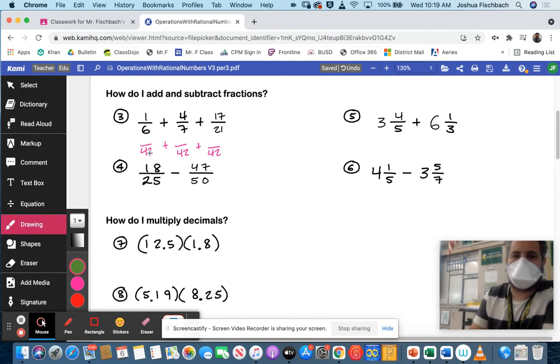6 times 7 is 42. I multiply the bottom by 7. I have to multiply the top by 7 as well. 1 times 7 is, in fact, 7. So 1/6 is equivalent to 7 42nds.